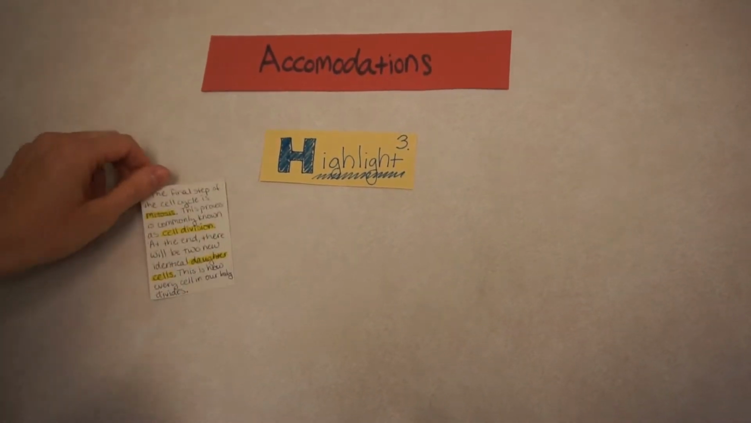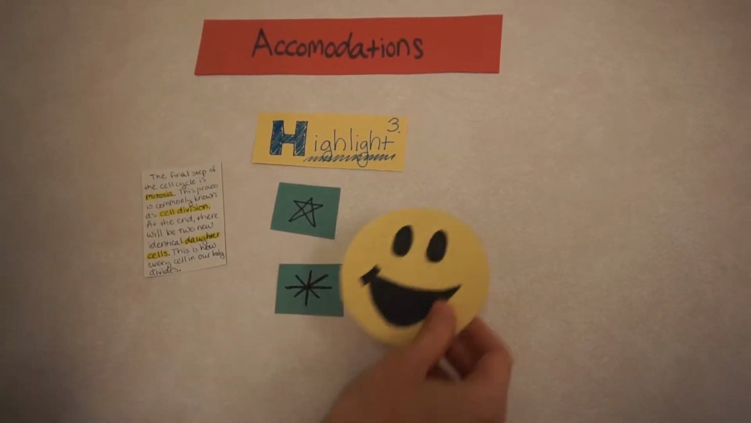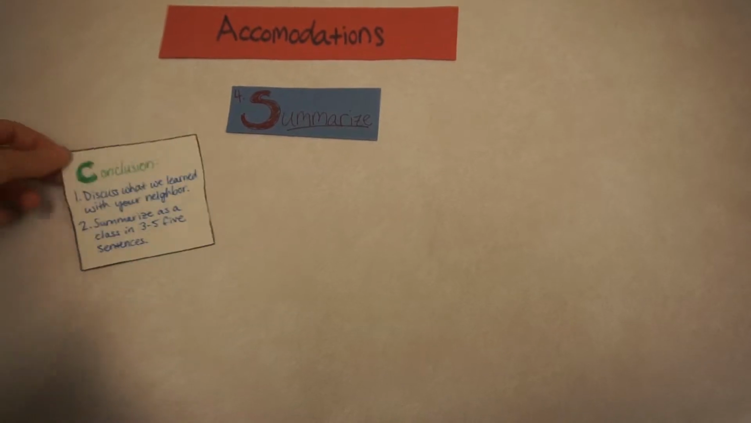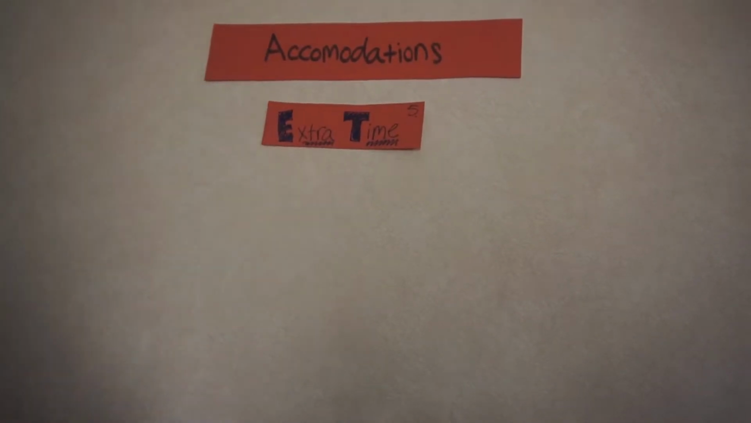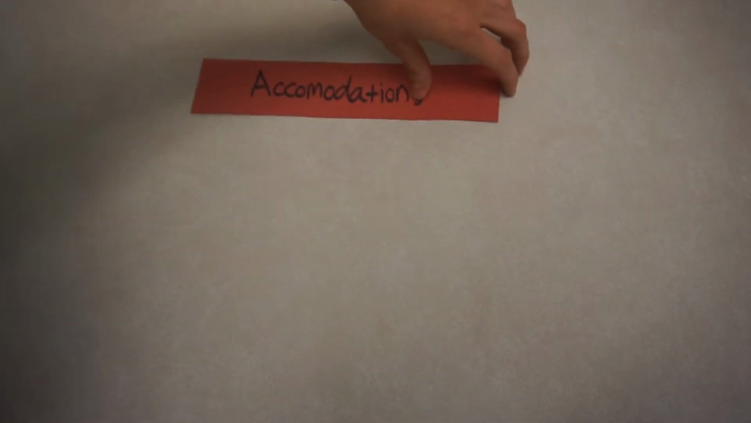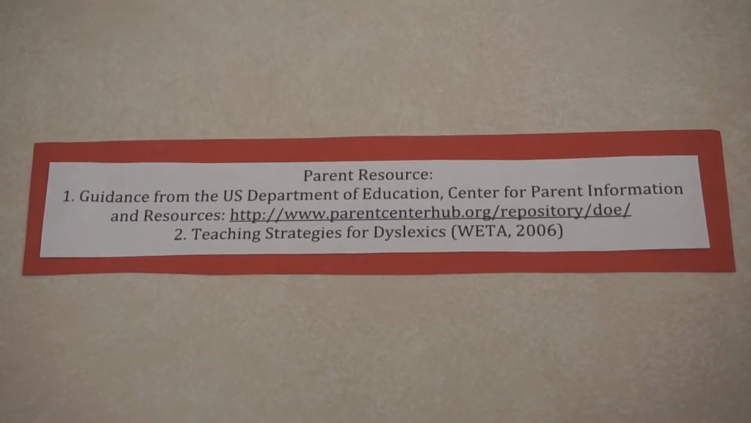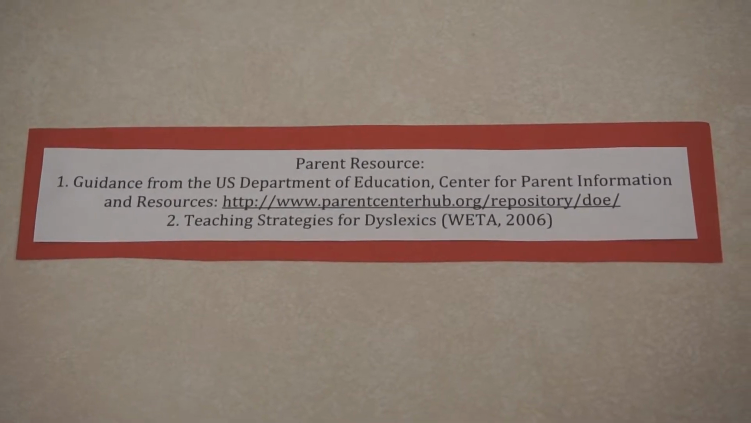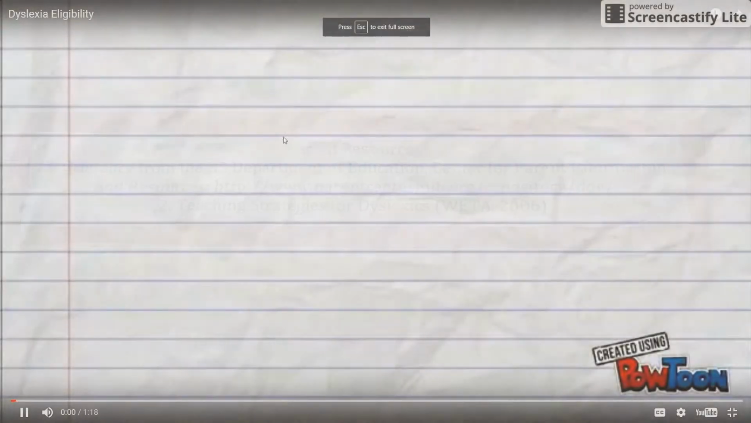Third, highlight essential information in notes and reading assignments. Use written cues like stars and asterisks or verbal cues to alert students. Fourth, summarize by using a conclusion at the end of a lesson, word walls, or a glossary of terms. Finally, allow extra time on tests and assignments to lower stress and increase information processing. For more information about these and other techniques for students with dyslexia, parents can access guidance from the U.S. Department of Education or Teaching Strategies for Dyslexics.